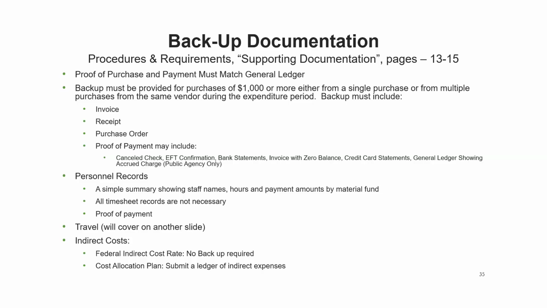If you're using a federal indirect cost rate, no backup is required. Be sure that you are providing the most up-to-date copy of your FICR to your grant manager. Those time out every year or two, and so I know that you have to get a new one. Be sure that the current one is on file in GMS with your grant manager. Cost allocation plan: if you're operating under that, then you must submit a ledger of indirect expenses, but you do not need to provide backup for those. Just a detailed ledger so we can see what's being charged and compare it to your cost allocation plan.